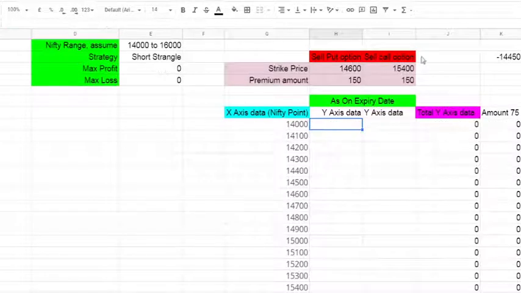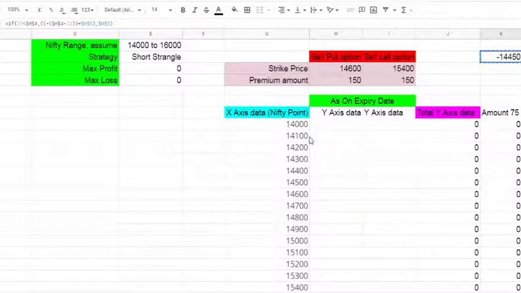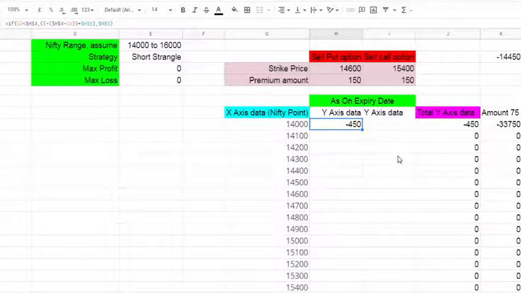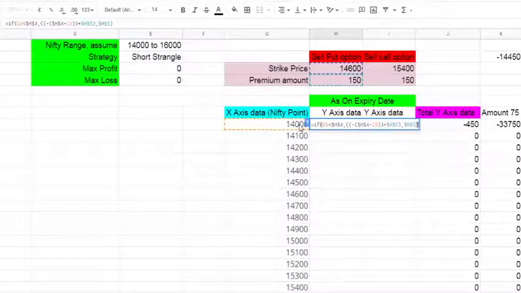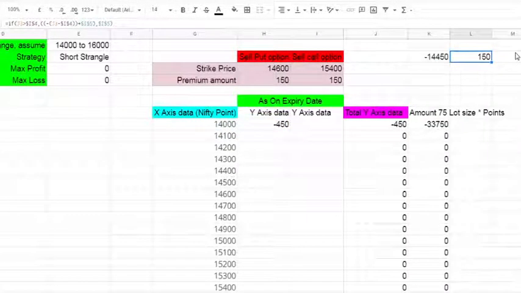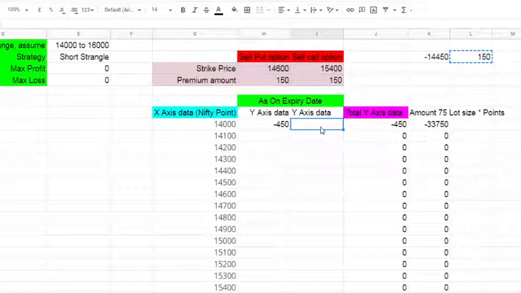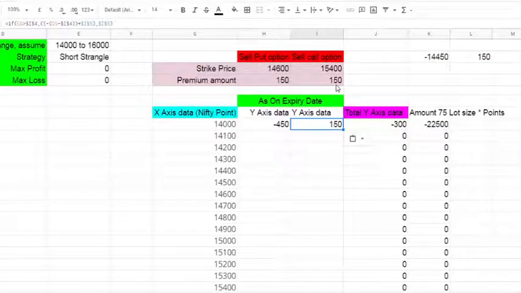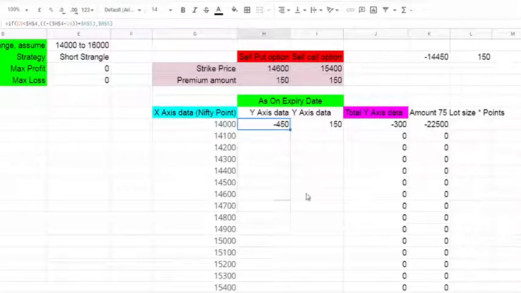You need to enter this as a formula so that Excel can understand. So there is an if condition: if 14,000 is less than 14,600, then you need to pay 450 rupees. The call option is the same. If the Nifty is less than the strike price 15,400, then you will get your sold premium amount. But if it is more, then you will lose. So I just drag this down.